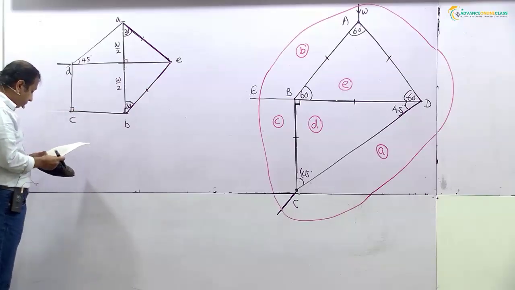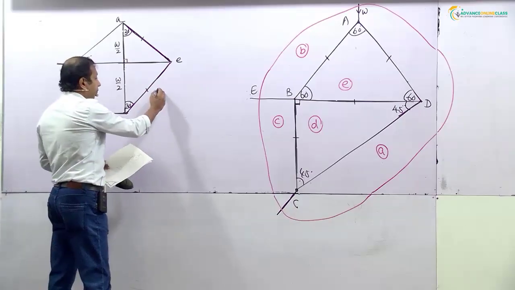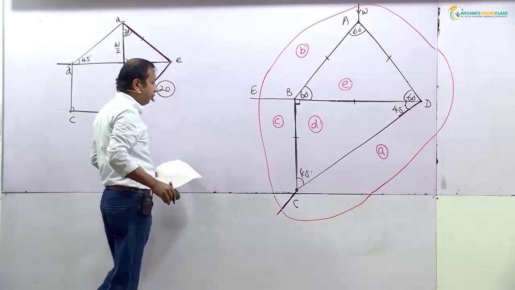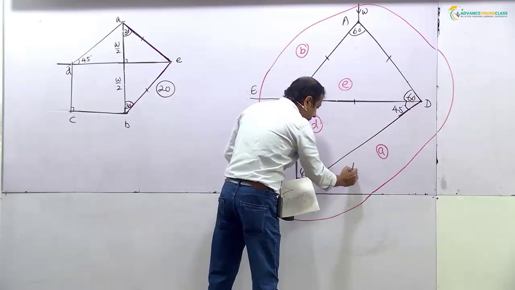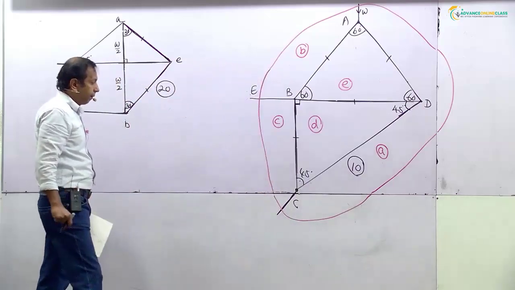Okay, this is the stress diagram. For this, you get 20 marks. Right. This is given 10 marks.